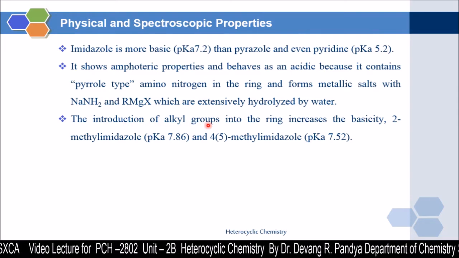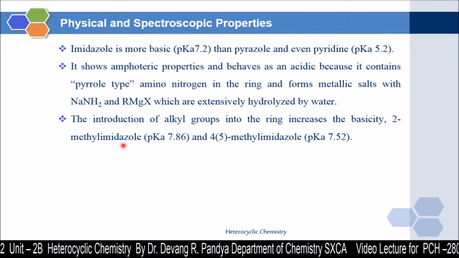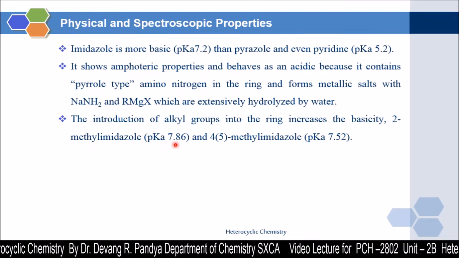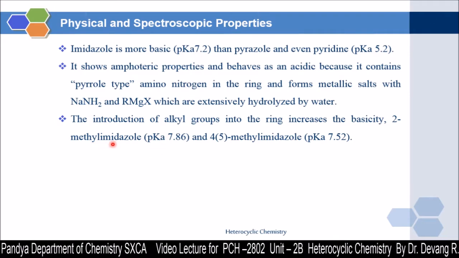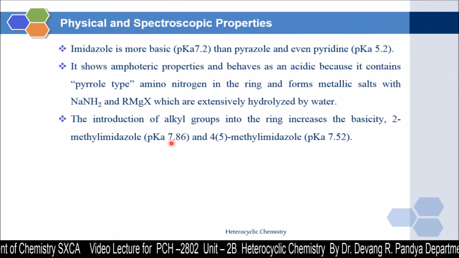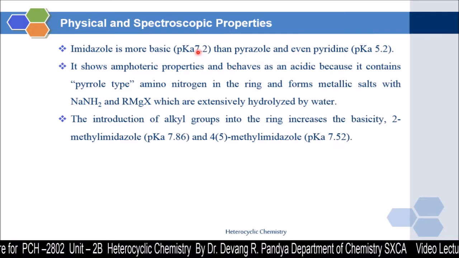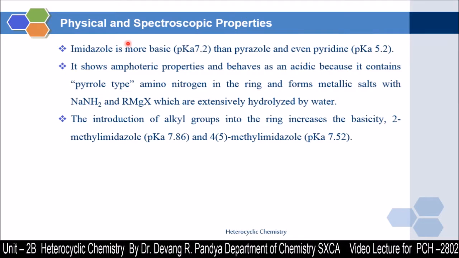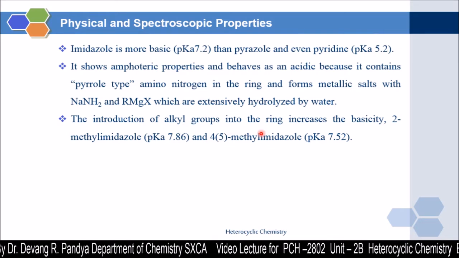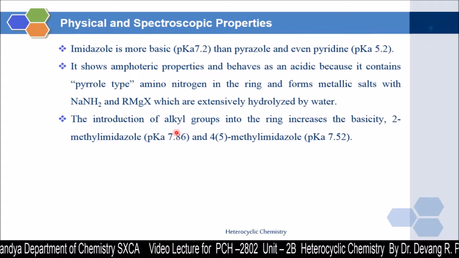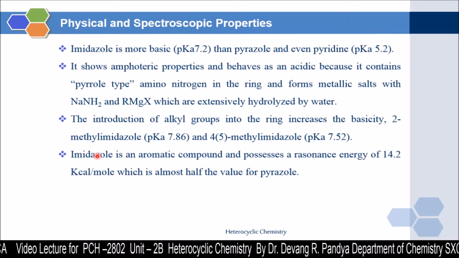The introduction of an alkyl group into the ring increases the basicity. 2-methyl imidazole has a pKa value of 7.86, which is even greater than imidazole, so 2-methyl imidazole has a higher basic nature, and 4,5-dimethyl imidazole also has a higher basic nature compared to imidazole. So these substituted imidazoles are going to have a higher basic nature, and we suppress the acidic nature of imidazole as well.